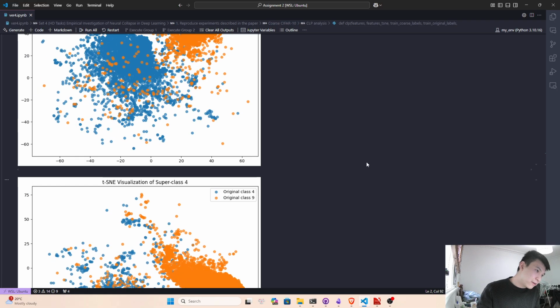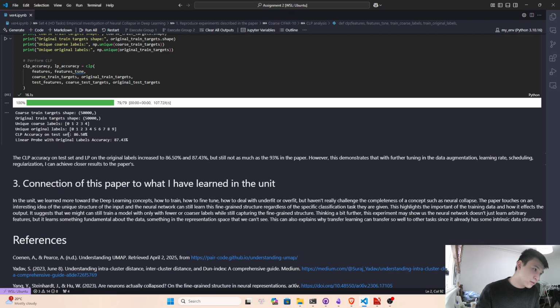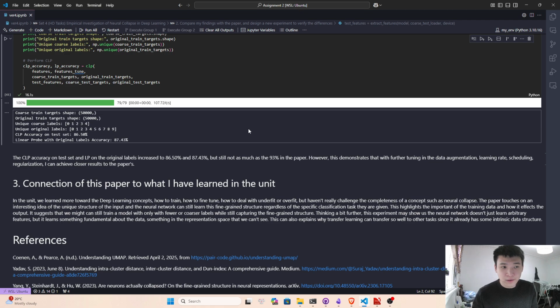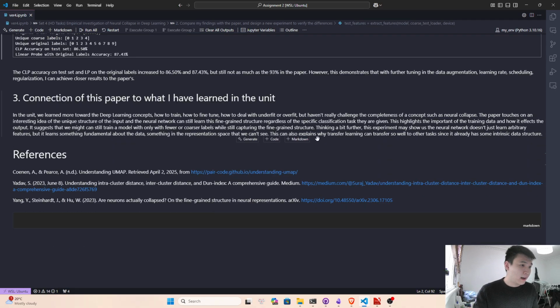And I found that the accuracy is boosted, but not as much as the paper. I think we still need to further fine-tune our model with data augmentation, learning rate scheduling, and regularization to achieve a closer result to the paper. But I think this is close enough to serve as an example of reproducing this paper. And here are some connections of this paper to the things I learned in the unit.